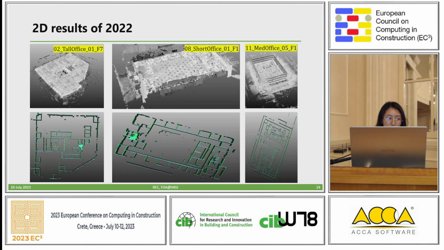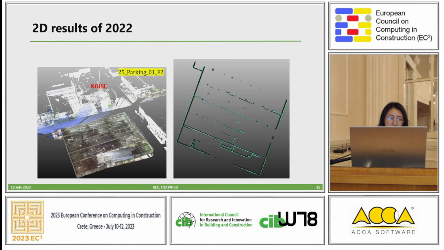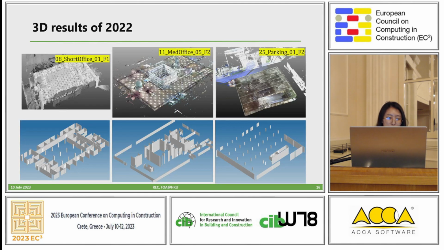Here are some visual results of 2022. This is the 2D result, and we can find most of the walls here, but there are still many topological issues and some missing parts. And this is a case of a car park. The point cloud can contain a large portion of noise, which should be removed in the pre-processing. And this is the 3D result of 2022.